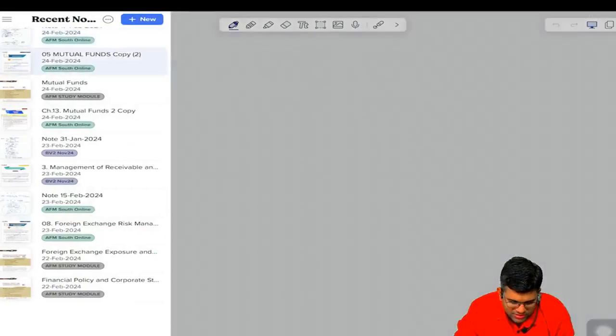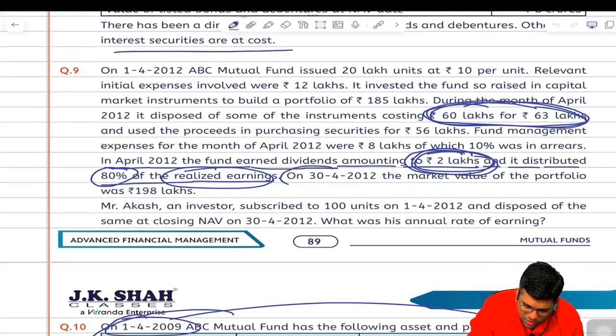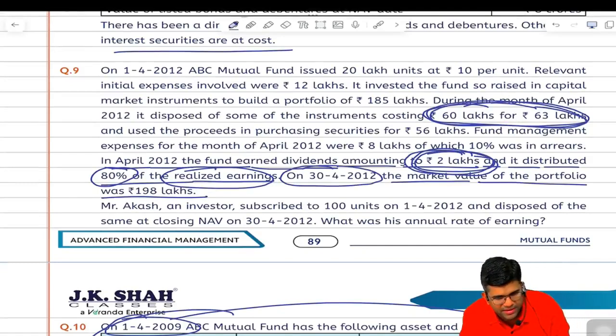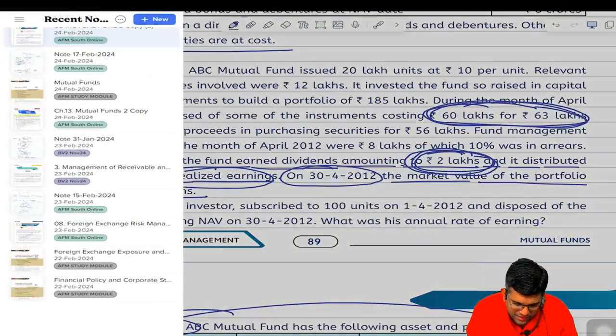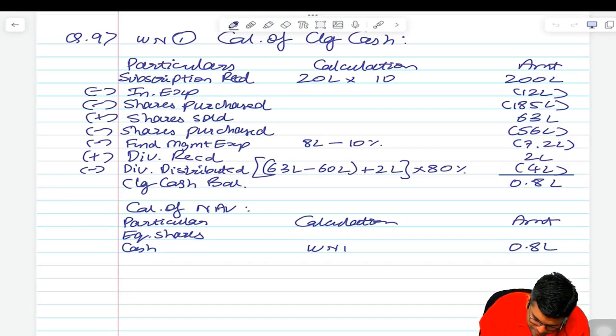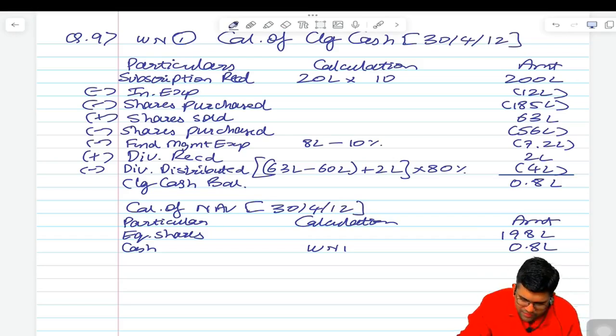Let us see about the shares. About the shares, they are saying on 30th April, the market value of the shares, can I say, is 198 lakh. So I will write here 198 lakh. Ready everyone? 198 lakh. Can we start?